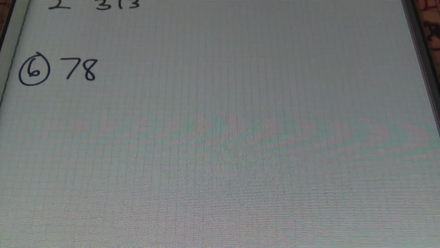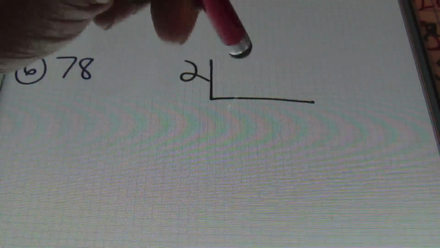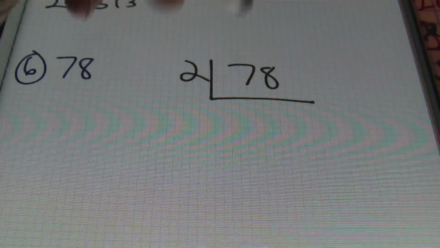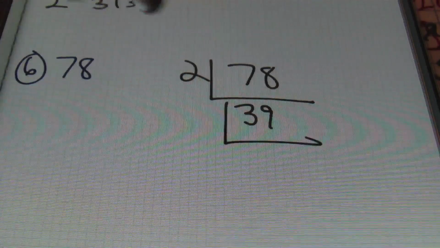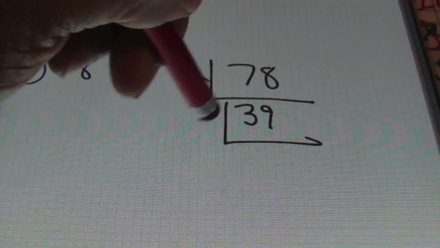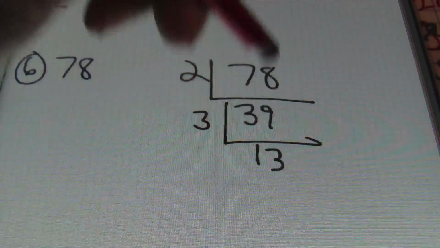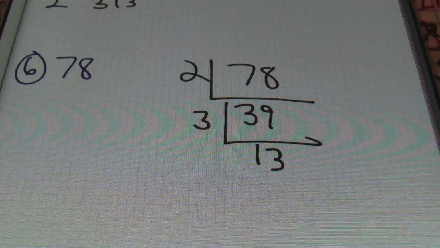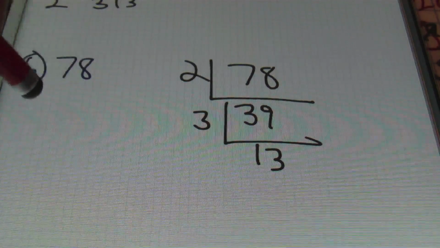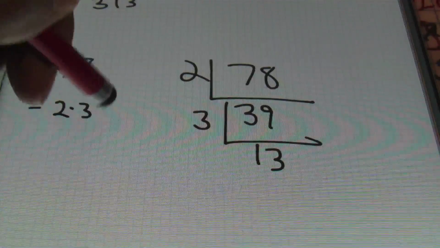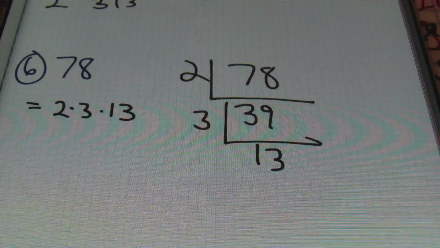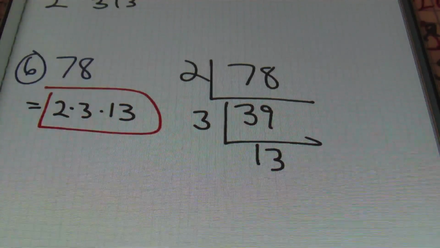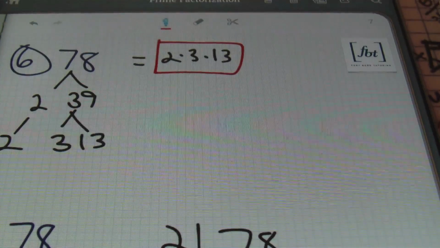Going with our upside down division here, let's change my pen color. I'm going to go with 2 again because 2's easy to take half of a number. So 2 goes into 78, that's 39 times. And then I know it can be divided by 3. So 3 goes into 39, 13 times. And there you go. There's your prime factorization, upside down division method. So 2 times 3 times 13. And I'm going to red box it. Wonderful. Let's keep this thing moving.